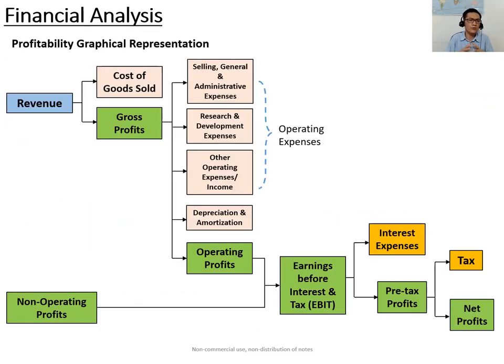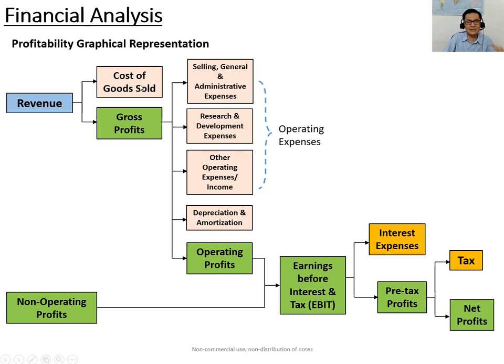Next, I want to show you the graphical representation of the company's profitability. So I want to show you how the company's net profits is derived. On the left hand side, I have the revenue, which is the top line in the income statement. We know that revenue is the income the company receives from their customer by selling the products, goods or services. So revenue minus the cost of goods sold, we get the gross profit.